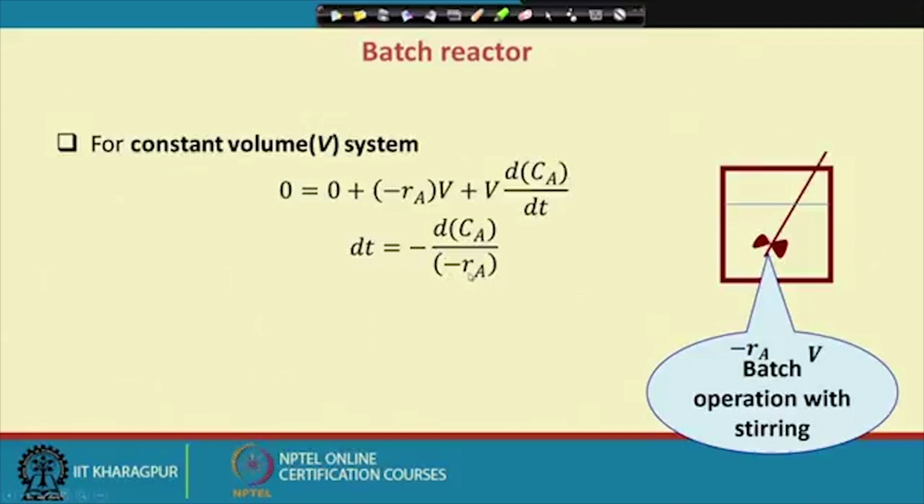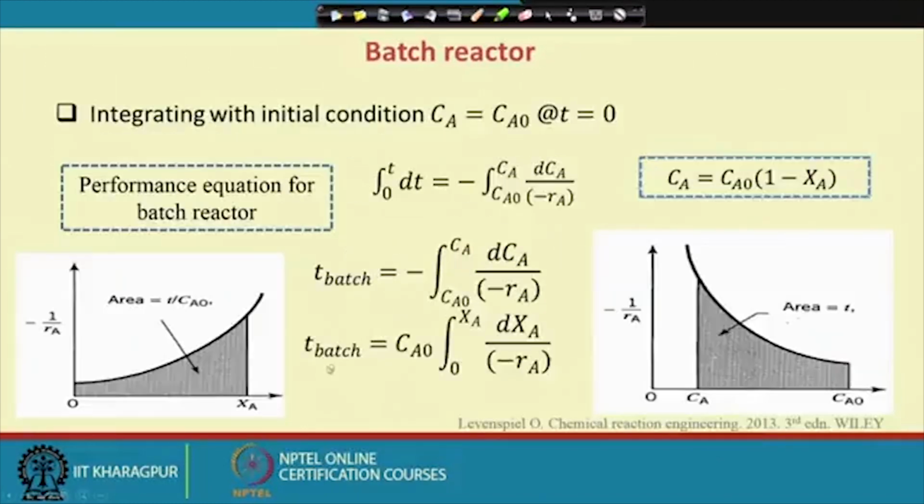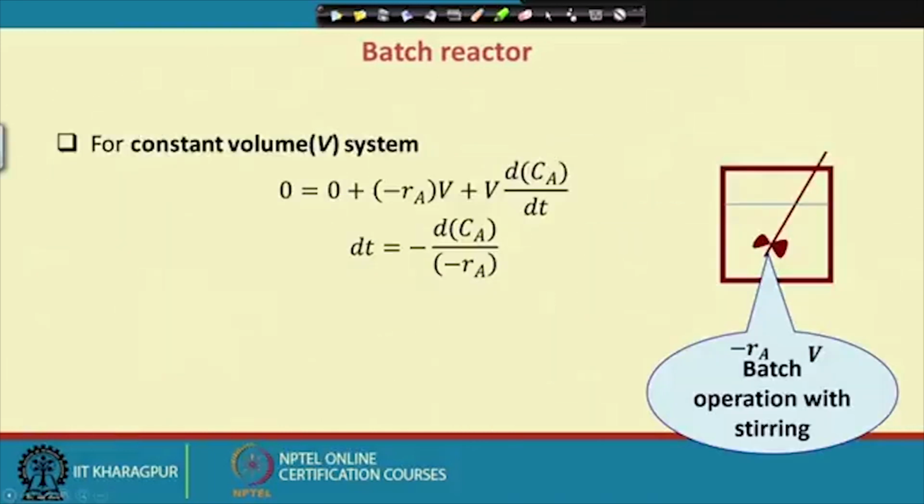Now, if we want to find out the batch time, how can we do that? I can do the integration here, am I right? I can do the integration from 0 to t. So, this is equal to T batch, and this is equal to like this.